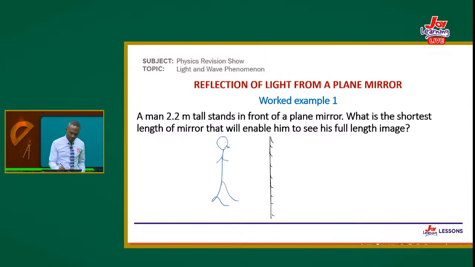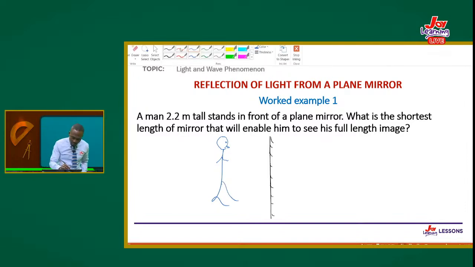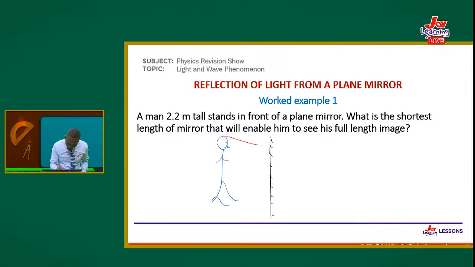Now, if this man is going to see a full length image of himself in the mirror, then rays of light must move from his head to the mirror, reflect from the mirror into his eyes. Then rays of light must move from his feet, also reflect from the mirror into his eyes. That is to say, from his head, rays should move to the mirror and they should reflect into his eyes.